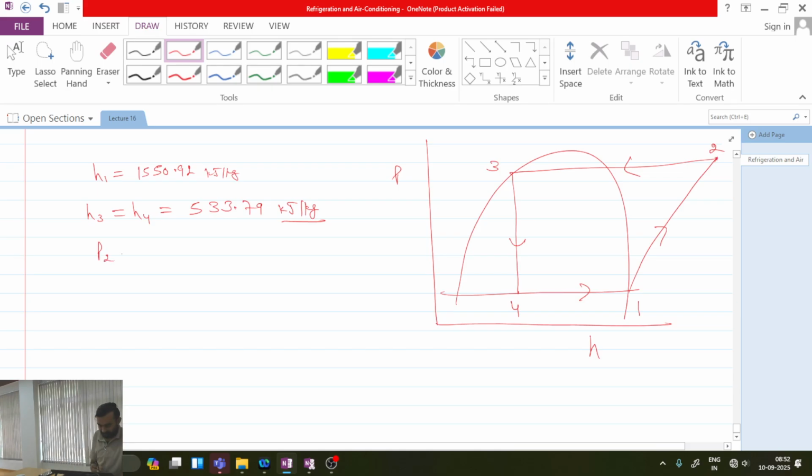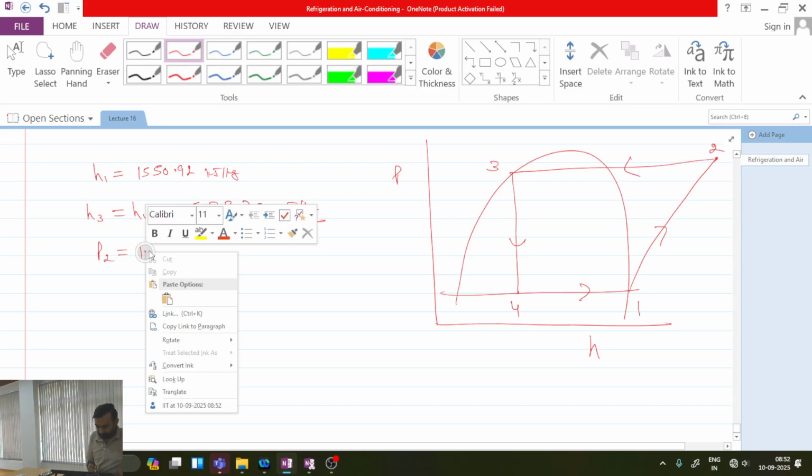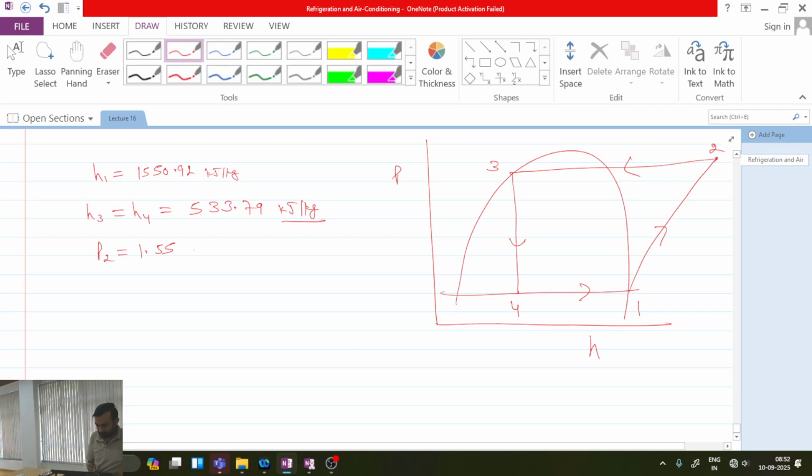Now what is the pressure at point 2? 1.51 megapascals, and S1 is equal to S2. S1 you already have. So how much is S2? 6.714. Okay. Now what do you need to do? Interpolation to calculate H2. Do it fast.